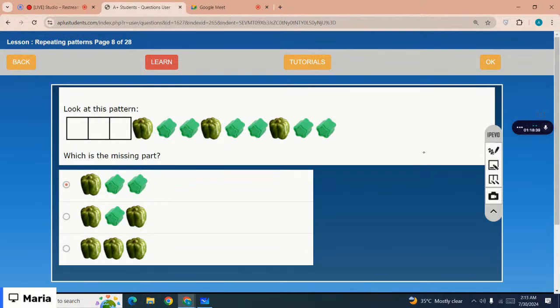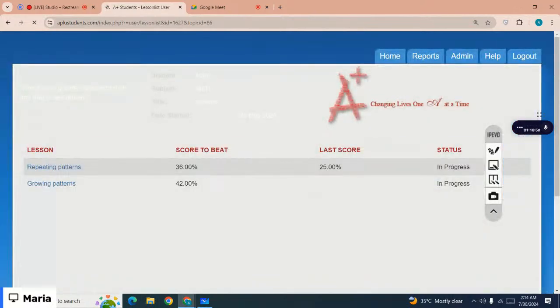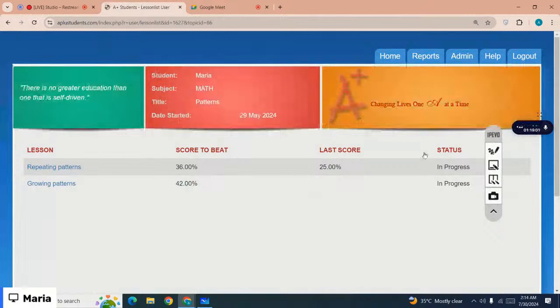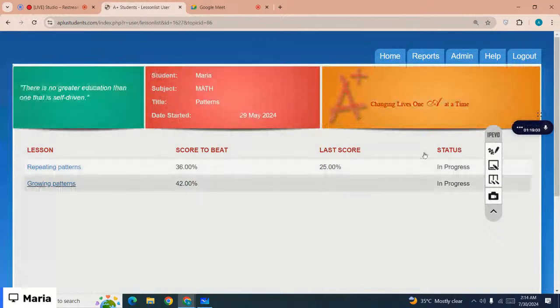Okay, you can complete the lesson by yourself later today. Let me just move on to next lesson. The next lesson is growing patterns, I think. Yes, growing patterns it is. Let's just start with the next lesson.